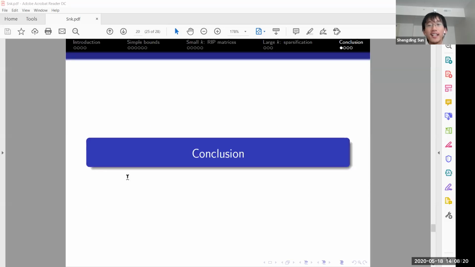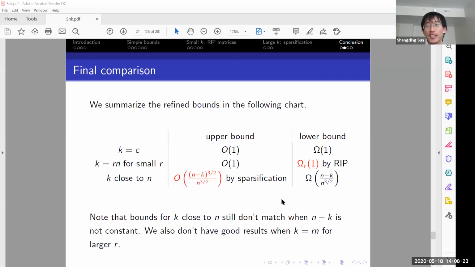For conclusion, I think this chart might be more visually useful. Here, the red bounds are what we get from the refined techniques by RIP and by random sparsification. We see that in the case where k equals a small ratio of n, they match up to a constant, which depends on the ratio. And if k is close to n, the previous factor was a root n factor, and now this is changed to a root n minus k factor. So if n minus k is kept constant, then these two also match up to a constant. Notice that there are still cases, for example, what if k is in the middle? In this case, the upper and lower bounds are not sharp.